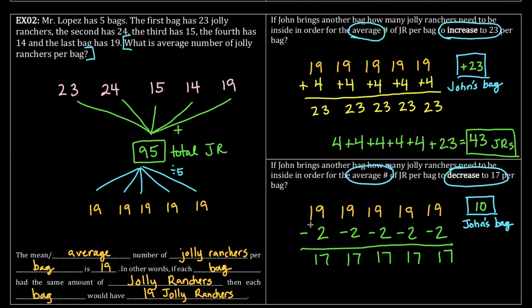So John's bag already has 10. It was empty, but then John took 2 candies from each bag and put it right here. So took 2 from this bag, 2, 2, 2, 2. So John's bag already has 10 without him having to bring any more in the bag. But in order to get to 17, he actually needs to bring 7. So there were 10 extra, so he only needed to bring 7. That way he'd get to 17. So John needs to bring 7 Jolly Ranchers.